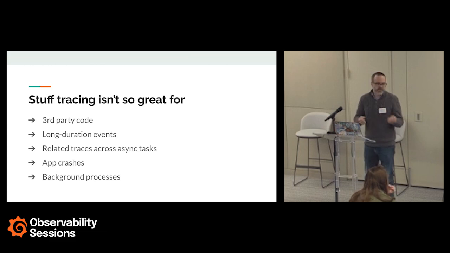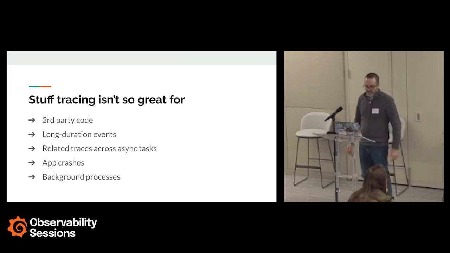Another is if you have an asynchronous system where you have different processes that have, say, message queues in between them, and they're not actually linked by a request ID or something you need to correlate trace. It's really hard to actually follow a trace all the way through a bunch of asynchronous processes.